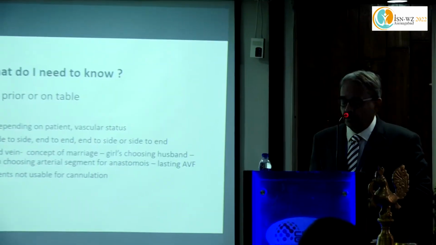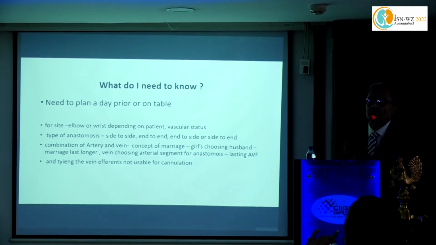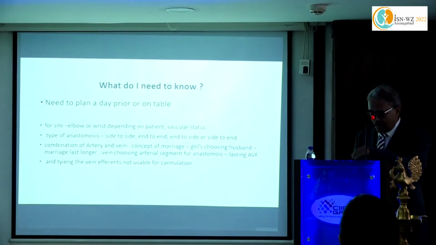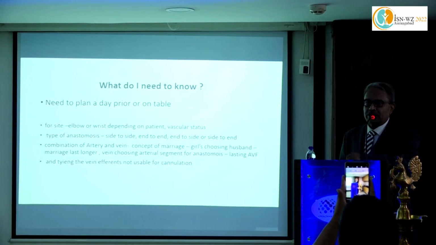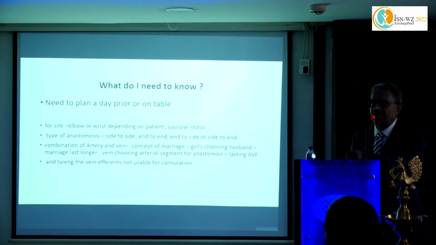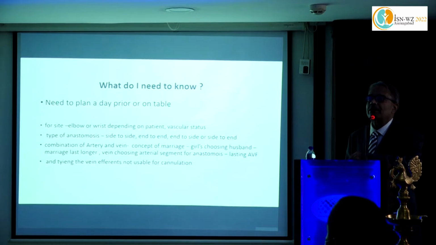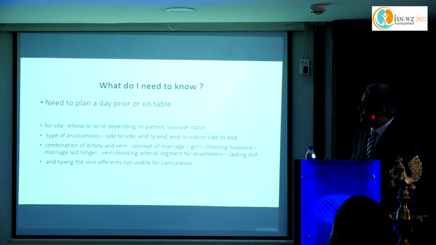So, a nephrologist who is planning to create an AV fistula needs to have a strategy in his mind. The wrist AV fistula first. If that is not possible, then elbow AV fistula is a second choice. And if that is not possible, then catheters or AV graft.